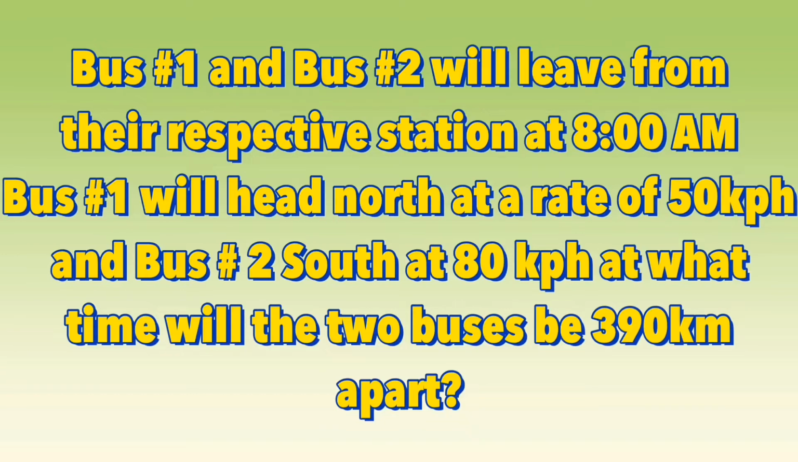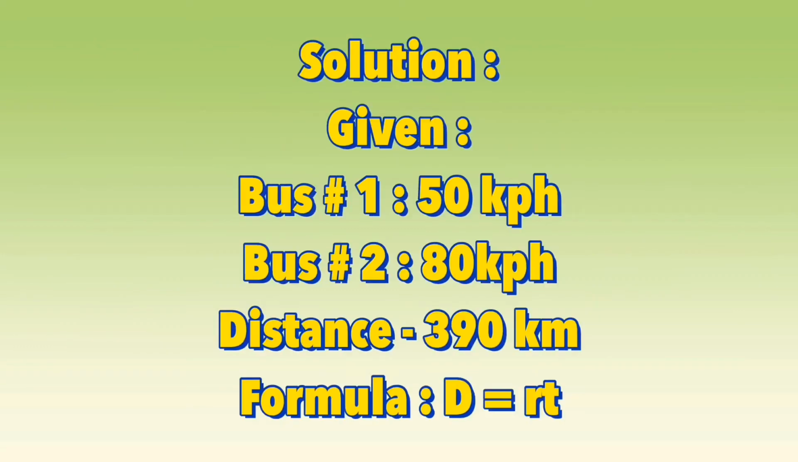Our solution, given: bus number 1, the rate is 50 kilometers per hour. Bus number 2, the rate is 80 kilometers per hour. And the distance covered is 390 kilometers. Our formula, D equals RT. Equation: D equals the distance of bus 1 plus the distance of bus 2. And to solve the equation, D equals the first bus distance plus the second bus distance.